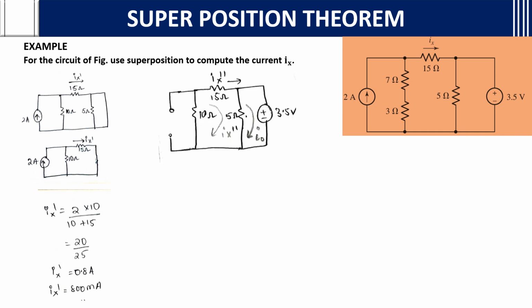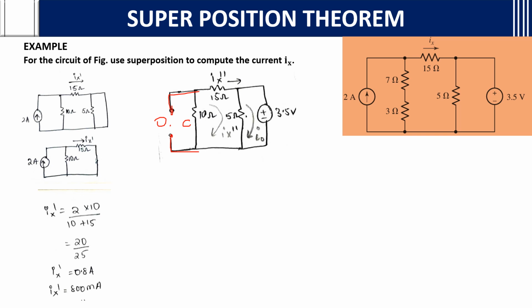Now we want the voltage source effect. Then what can we do? You remove this current source by open circuiting it. After open circuiting it, what will you get? Ix double dash you take here, and this 10 ohms, 5 ohms and 3.5, and this will be common. Then what can you do?